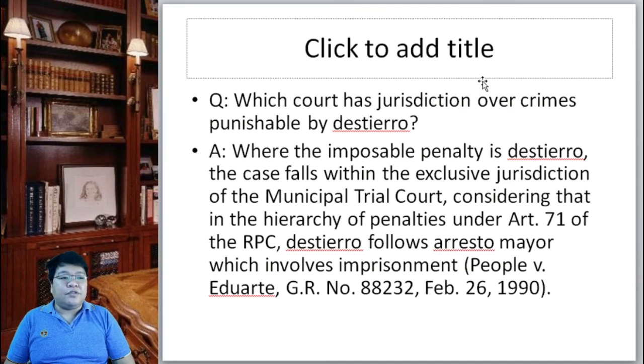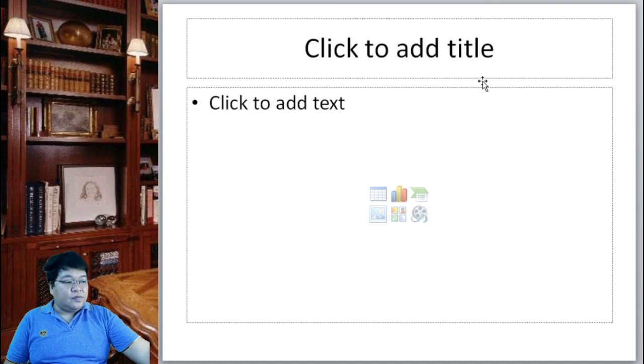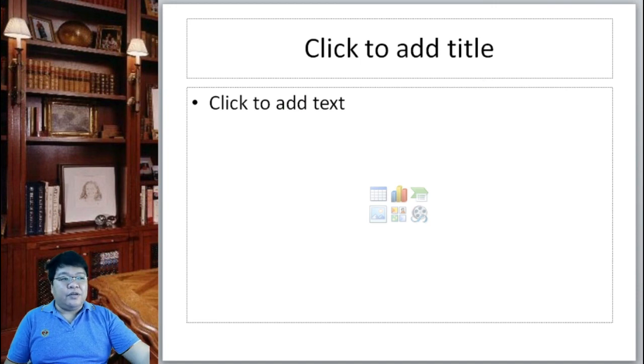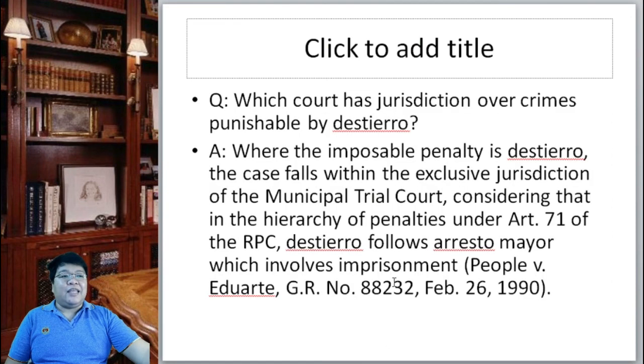Okay. Just destierro naman: if the imposable penalty is only destierro, remember, it is the municipal trial court which has jurisdiction over the case. Okay. So, as of now, that ends our topic on jurisdiction.